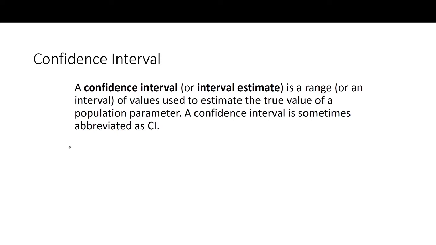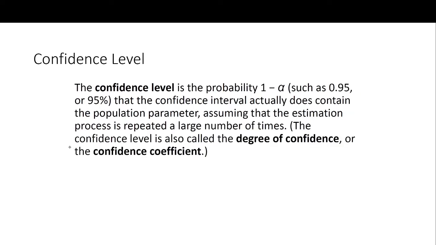So there is a confidence interval. When we estimate something, we have some level of confidence, and there is a confidence interval based on that level, which is actually the range of values used to estimate the true value of the population parameter. Based on that interval we can create the confidence level, which is the probability 1 minus alpha. The confidence level is the probability 1 minus alpha that the confidence interval actually does contain the population parameter, assuming that the estimation process is repeated a large number of times. That's the assumption we have to make.